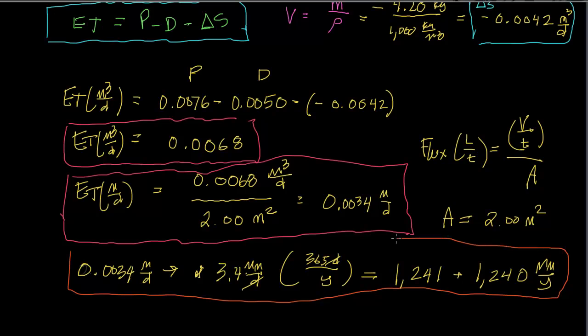There we go. So there are my three answers. The ET in meters cubed per day is 0.0068. In terms of a flux of meters per day, it's 0.0034. And in terms of the more common unit of millimeters per year, again, assuming that I'm getting that same flux every day of the year, I get 1,240 millimeters per year.